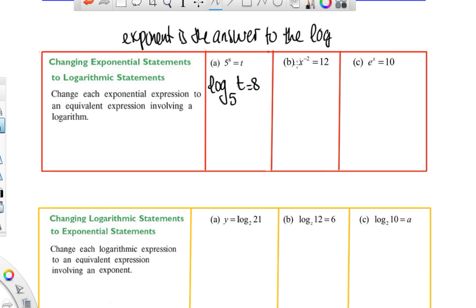So x to the negative 2 equals 12. So the log base x of 12 is negative 2. The log base e of 10 is going to be x. And we'll learn, and I don't know if we'll do this lesson, but a log base e is usually written as the natural log, ln. So this could also be written this way, and it means the same thing.